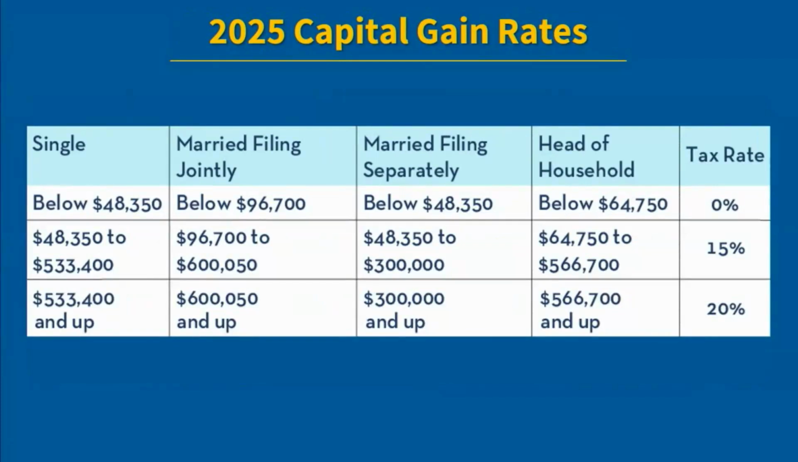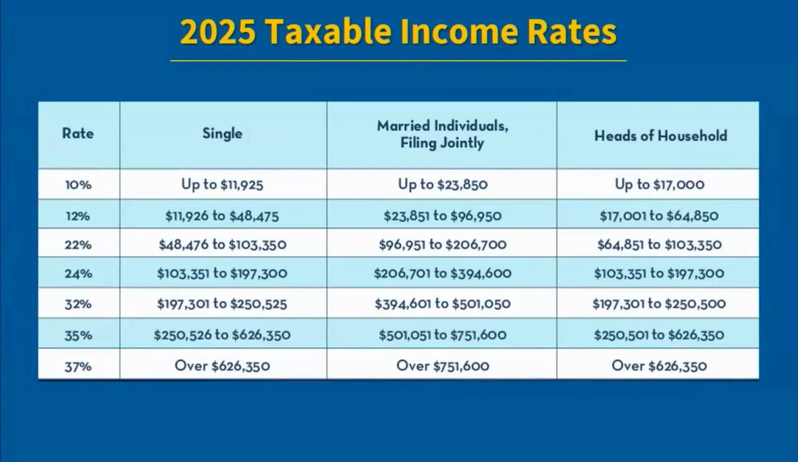To make matters a little bit complicated, we have capital gains rates, which are separate and apart from the regular income tax rates. These go on top of your regular income. So you can see we were using single as the example. The $48,350 for capital gains taxes is pretty close to the top of the 12% tax bracket for a single person.